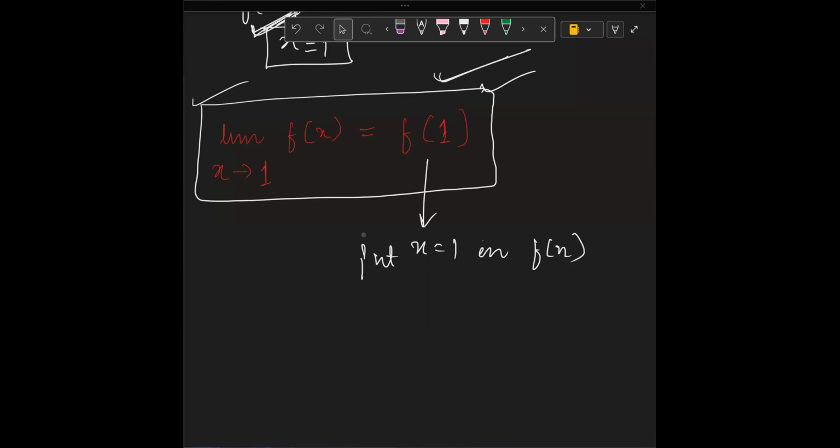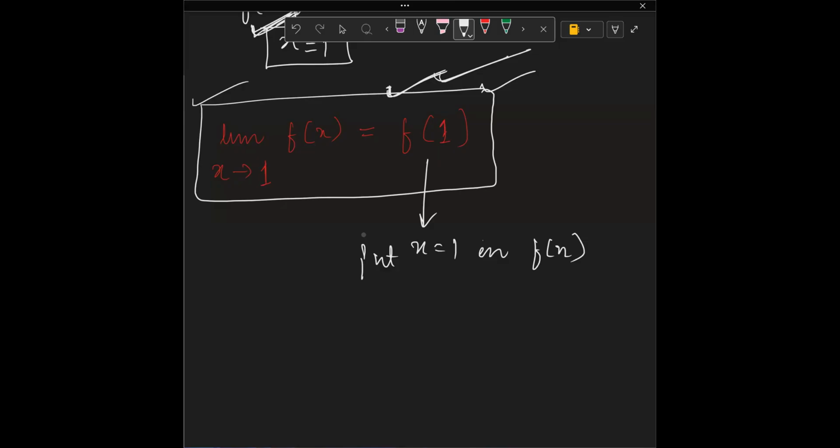We have to check the limit. If I have to check the continuity at x equals 1, I will put limit x tending to 1 in this particular function f(x), and at f(1) we put the value x equals 1 in our original function. If both the values come out to be the same, then we say that our function is continuous at that particular x, that is 1.